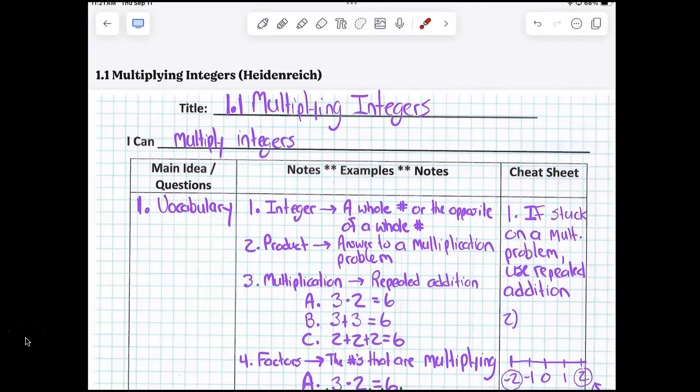Good morning, Orange Pod. Oh, that's really nice of you. I love that. Okay, Orange Pod, what was the title of our lesson today?